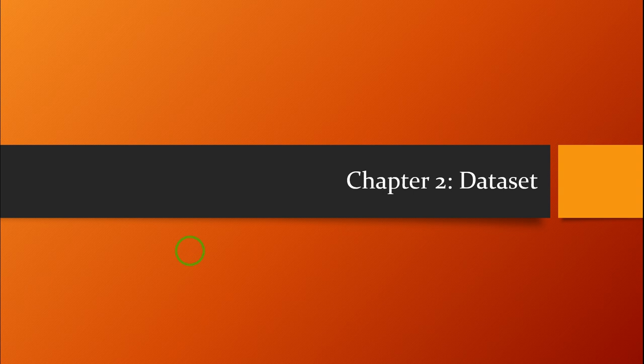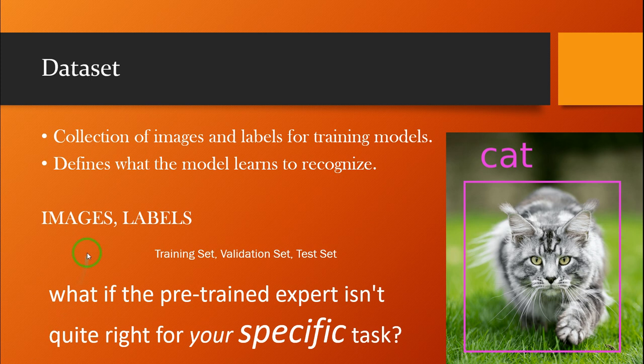So really, what is a data set? You can think of it as a comprehensive set of study materials for your AI model. It is a collection of images as well as the labels for training the models. It depends on what the model wants to recognize. It includes images, which are the pictures the model will learn from and be tested on.